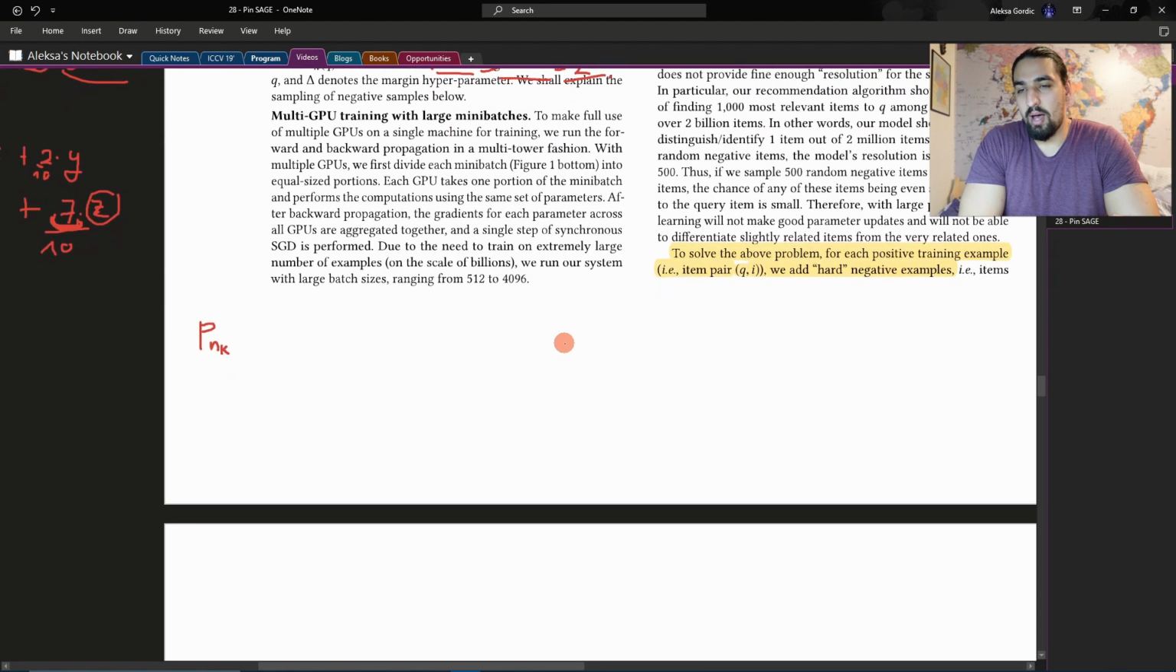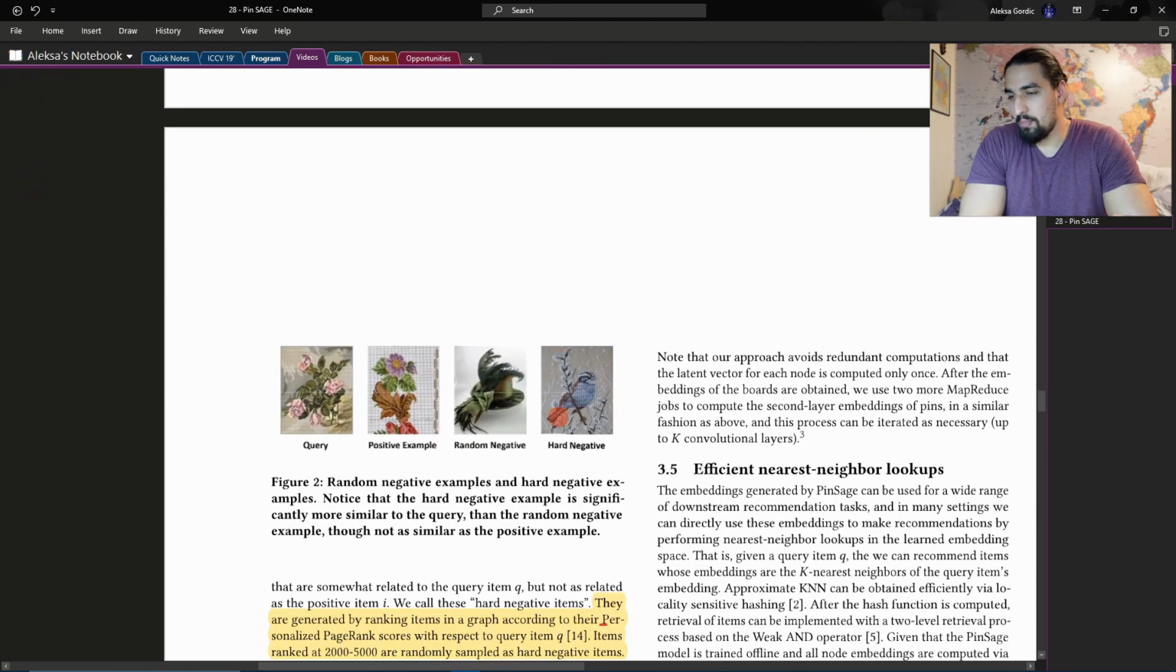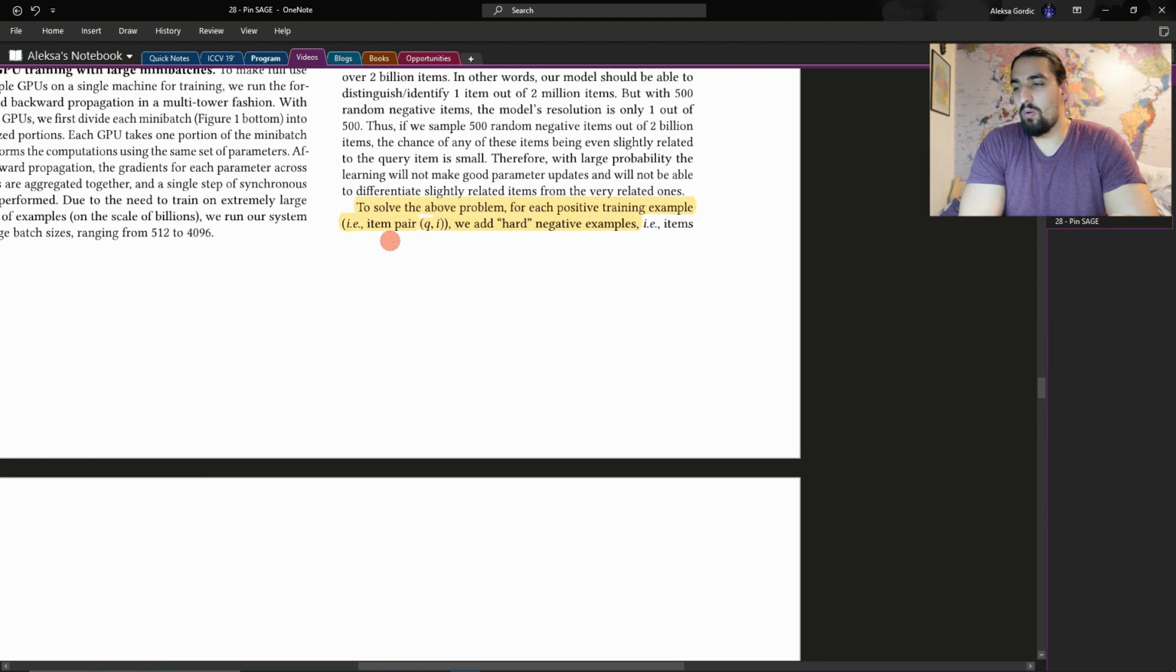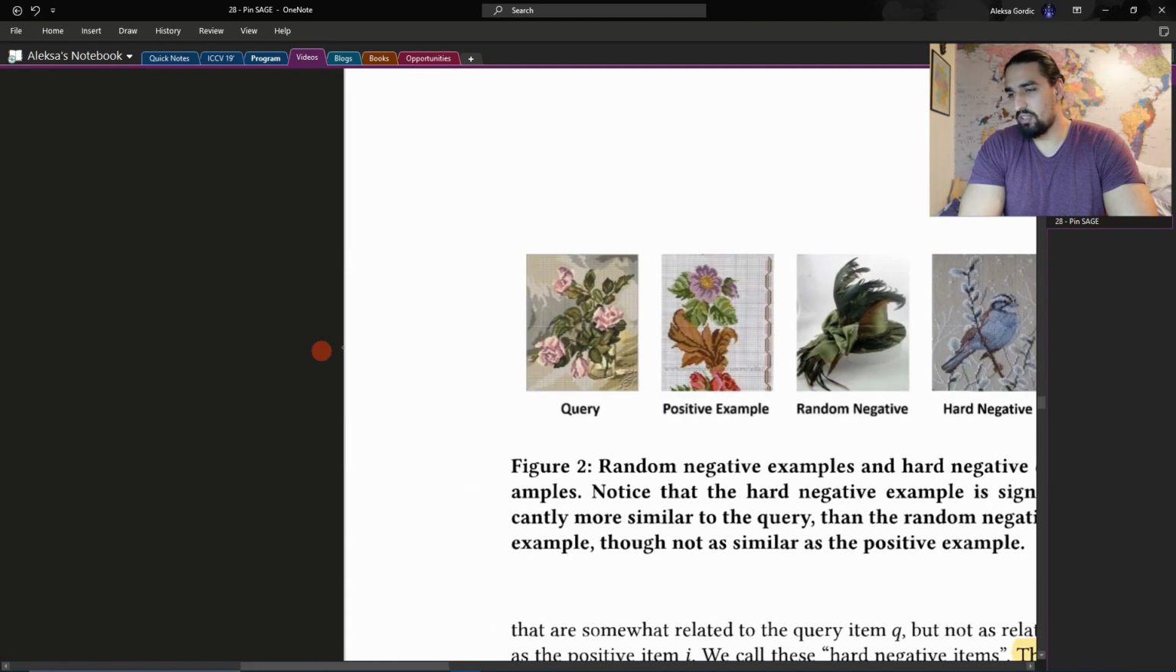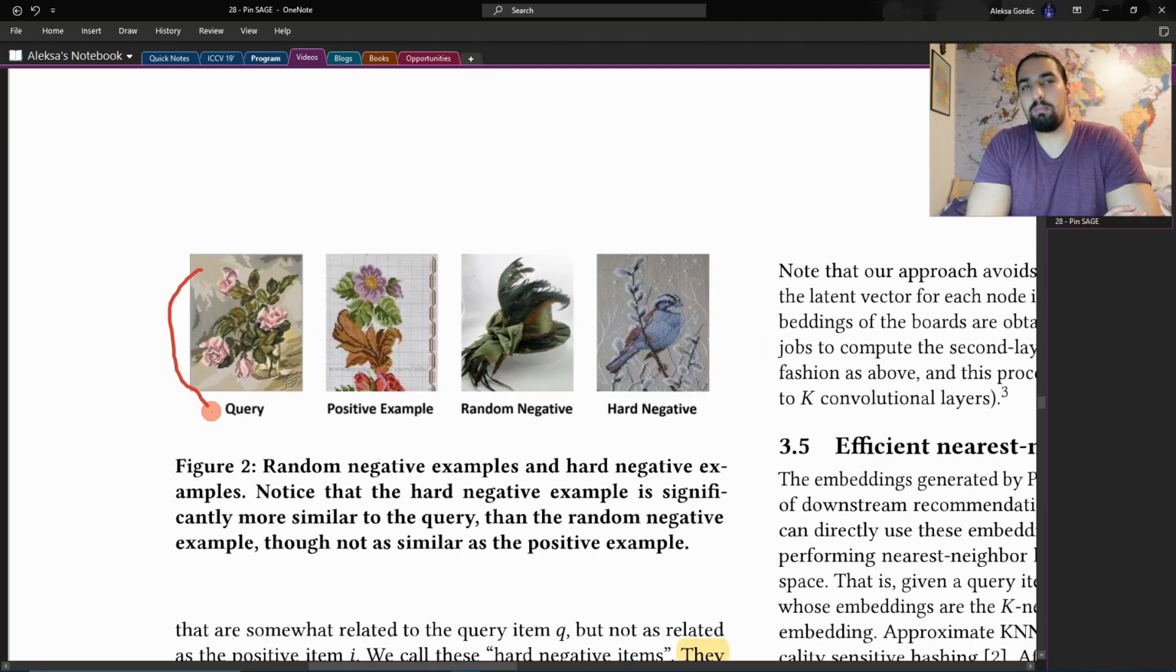And here they show an example of what they mean, and they mention here, so to solve the above problem, for each positive training example, so the item pair Q and I, we add hard negative examples. So we make a distinction between hard negative examples and maybe easy negative examples. And you can see it here visually. Basically, this is a query. So we have some flower on an embroidery, and then we have a positive example. So that's the I pin had this image, and you can see it's also an embroidery and it's also a flower. So a random negative example, the easy negative sample, would be this.